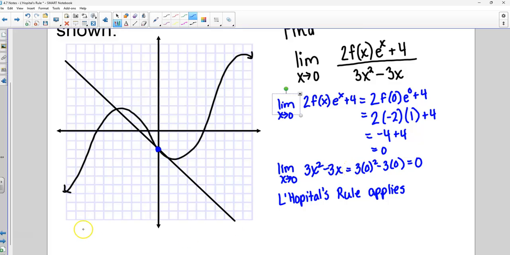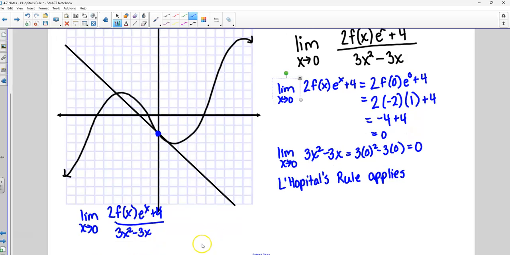So we can say that the limit as x approaches 0 of 2f of x e to the x plus 4 over 3x squared minus 3x. We can take our derivative of the top and the bottom. You're not using a quotient rule here. You're just taking the derivative of the top and the bottom separately. But what do I need to take the derivative of 2f of x e to the x plus 4?